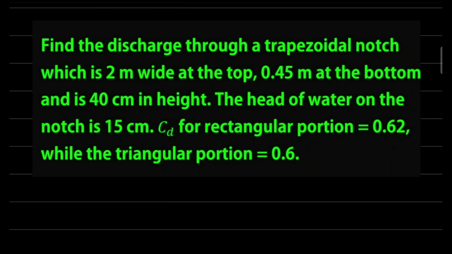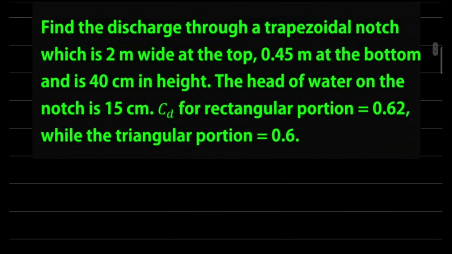In this numerical problem, we will find out the discharge through a trapezoidal notch. The problem says: find the discharge through a trapezoidal notch which is 2 meter wide at the top and 0.45 meter at the bottom and is 40 centimeter in height. The head of the water on the notch is 15 centimeter and CD for the rectangular portion is 0.62 while for the triangular portion it is 0.60.